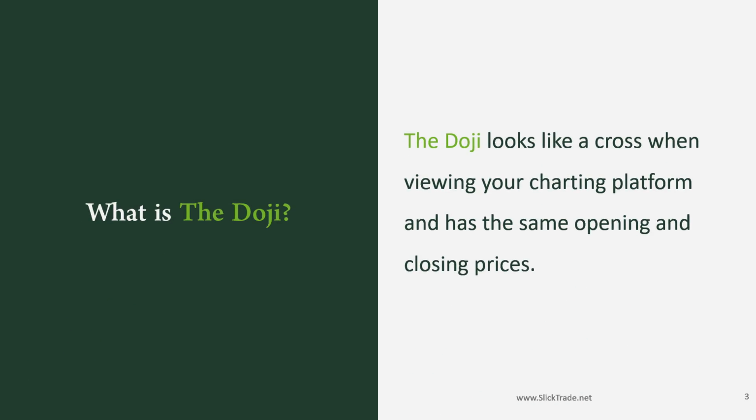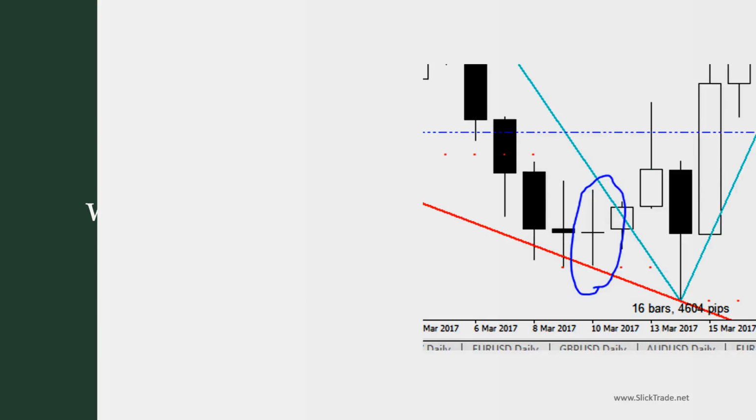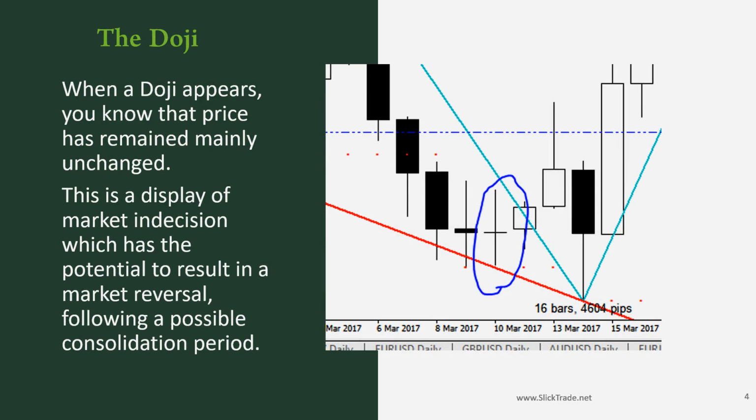So let's get started. What is the Doji? The Doji looks like a cross when viewing your charting platform and has the same opening and closing prices. When a Doji appears, you know that price has remained mainly unchanged. This is a display of market indecision, which has the potential to result in a market reversal following a possible consolidation period.